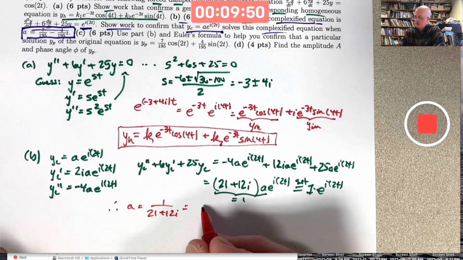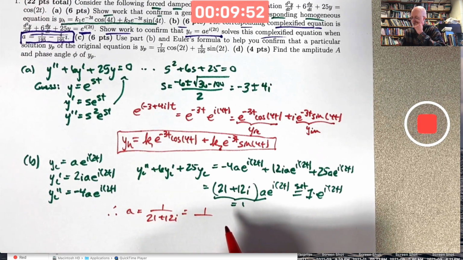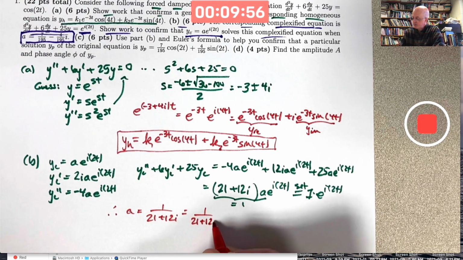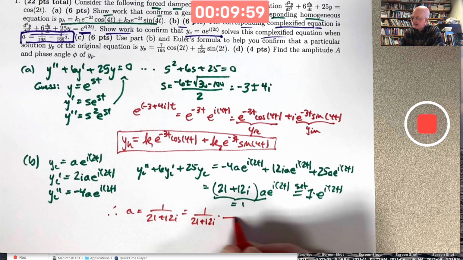It's a good idea, and in fact to finish the problem, we need to write this in standard form, and the trick is to multiply the top and the bottom by the complex conjugate of the bottom.